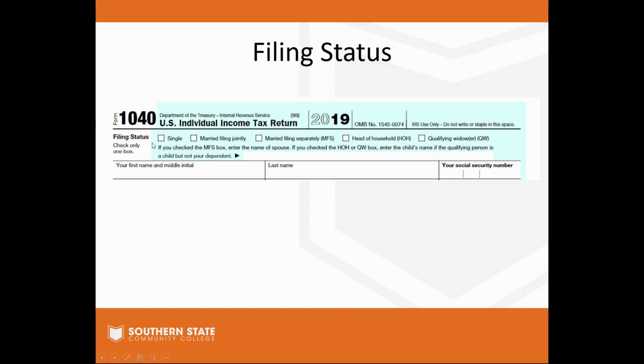Our options, as you see here at the top of the 1040 in 2019, we can file single, we can file married filing jointly, we can file married filing separately, we can file head of household, we can file qualifying widower. Now, if you're doing your return in a popular tax software like TurboTax or H&R Block or whatever, it will ask you questions and try to determine your filing status that way.